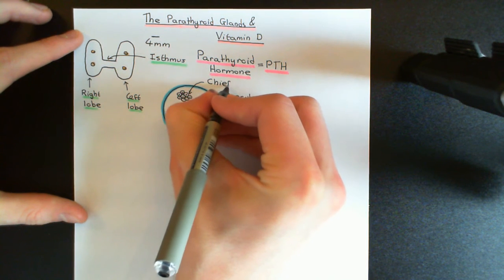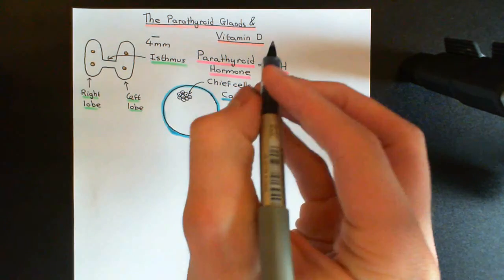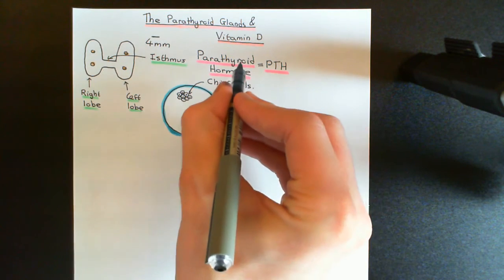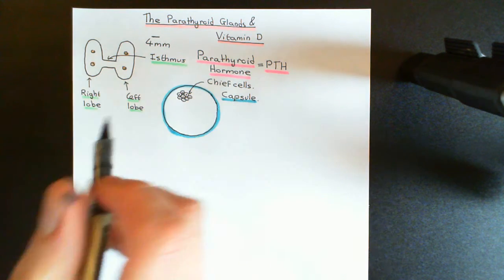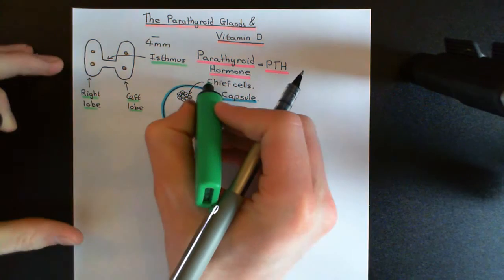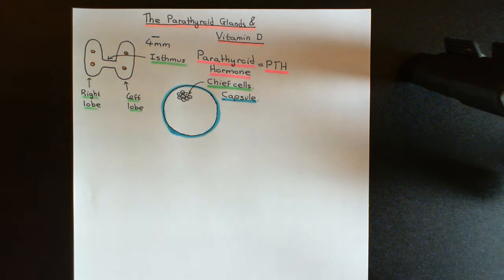So these cells here are known as the chief cells of the parathyroid gland, and their role is in synthesizing, storing, and then in response to hypocalcaemia, secreting parathyroid hormone, or PTH. So these are the chief cells of the parathyroid gland. Now there is another cell type in the parathyroid gland which you should be aware of but isn't going to play any part in our story here.